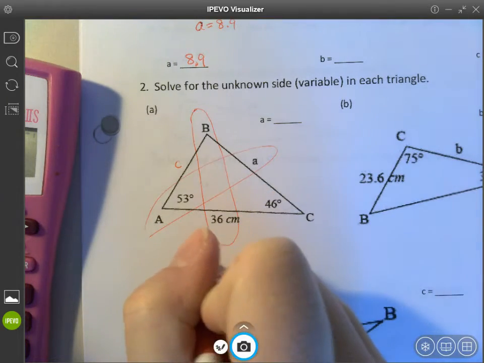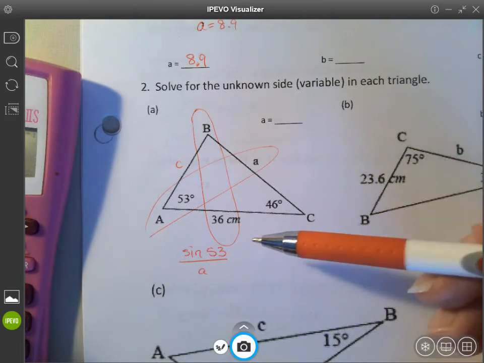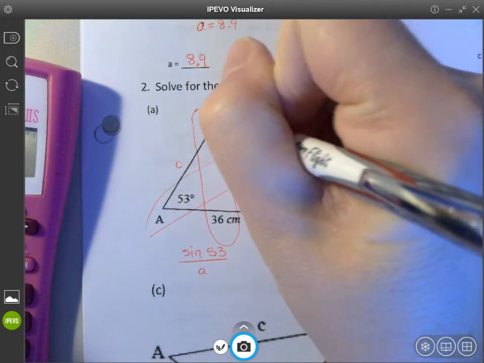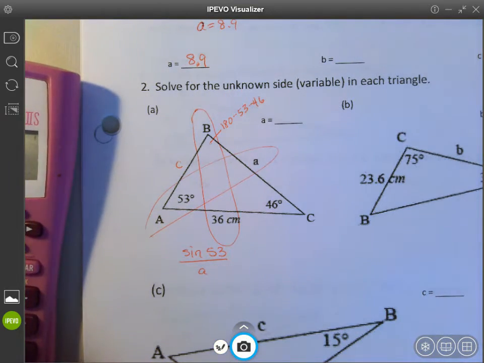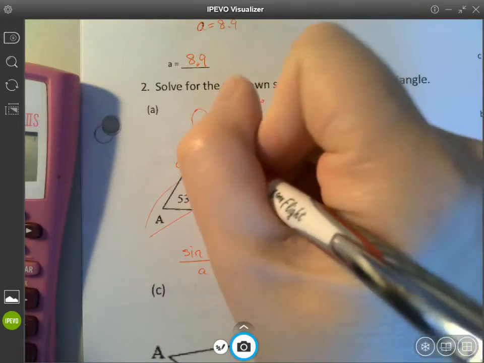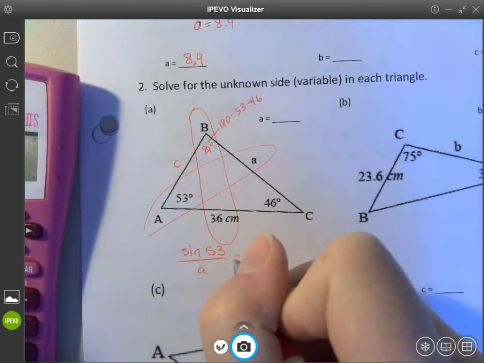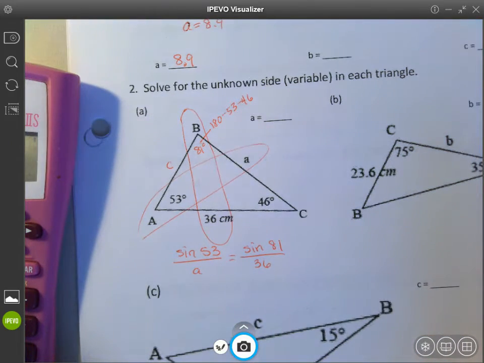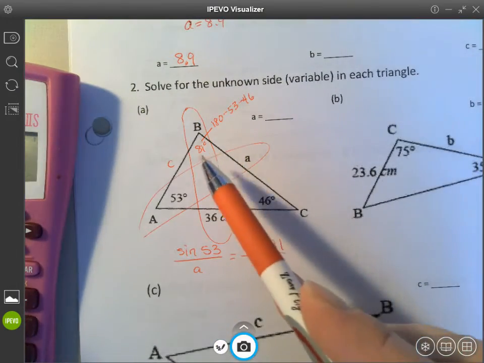So I know that I'm doing sine of 53 over my unknown a, because I'm solving for a. What I need was another set. So to find angle B, I can take 180 minus 53 minus 46. What do we get? I agree. All right, so make sure that's true. Double check yourself in the calculator. So that gives me the sine of that angle over the opposite side. It's important that you understand, sometimes I don't have the option. Even though I knew angle C, I cannot find side c, but I could find angle B.